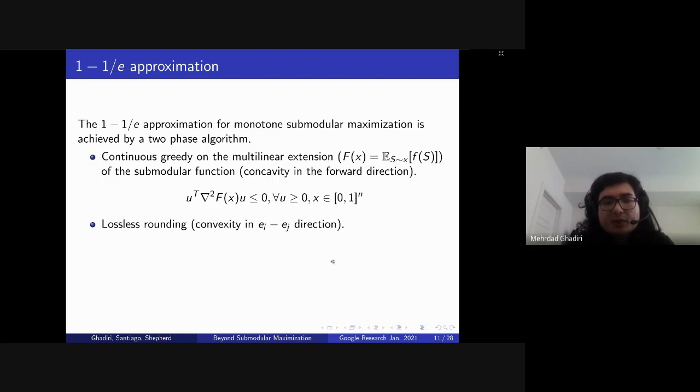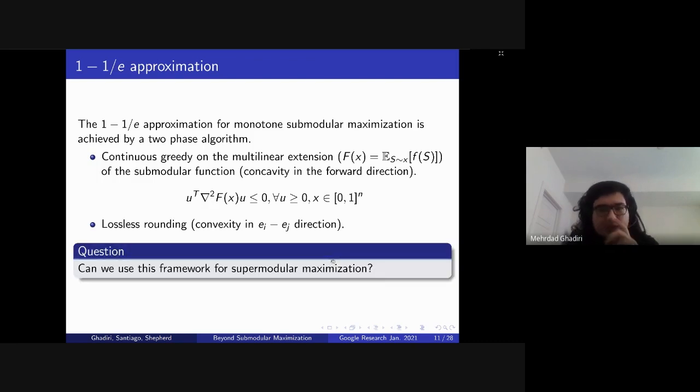And the second part is to round the continuous solution to find an integral solution. And this part, which is lossless, we don't lose anything in doing this, uses the fact that the multilinear extension of submodular functions is convex in the e_i minus e_j direction, for any pair i, j.